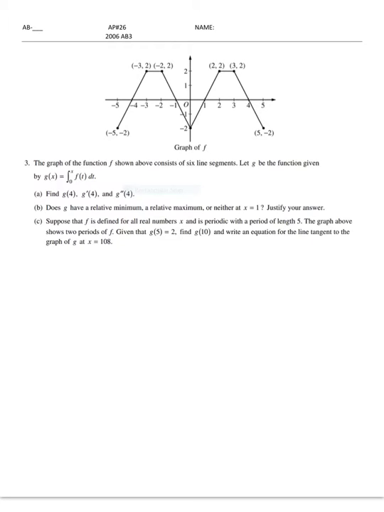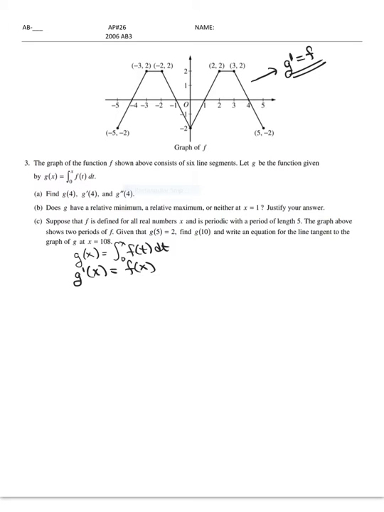So the graph of a function f is shown above. It consists of 6 line segments. Let g be the function given by g of x equals the definite integral from 0 to x of f of t dt. Well, as soon as we see that, just like in the other video, the reader looks for this somewhere on your paper. They look for this statement, that the derivative of g gives back f of x, so that this is the graph of the derivative of g, which is f. That is very important in this problem.